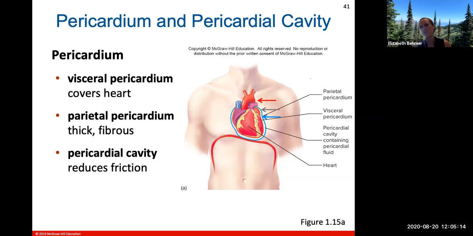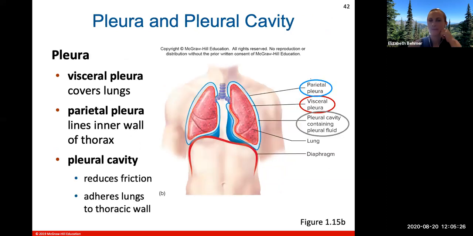Whenever you see the word cardia, that has to do with the heart. So it's called the pericardium. They're just the layers that surround your heart. Pleura and pleural always has to do with lungs. So keep that in mind. You might have heard of pneumonia, any P words. I'm trying to think of other examples, but pleura and pleural cavity have to do with your lungs.